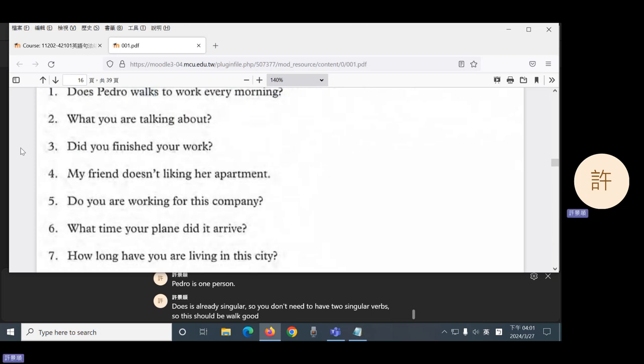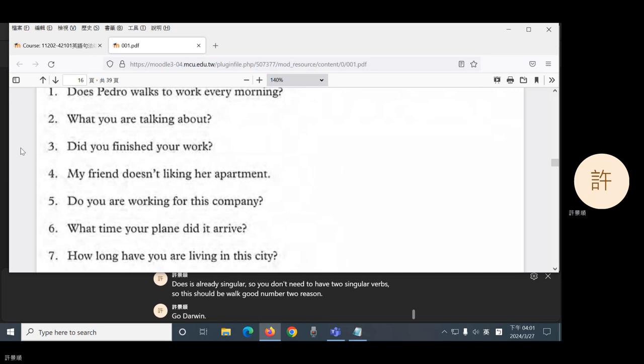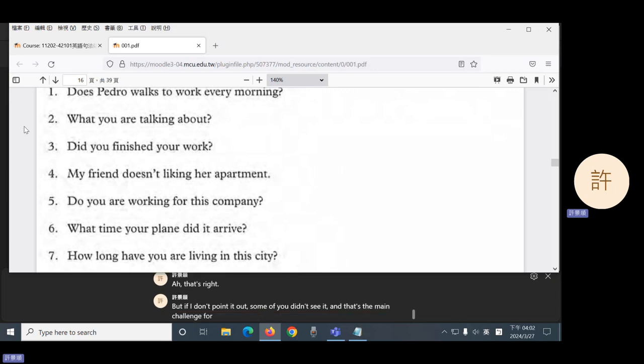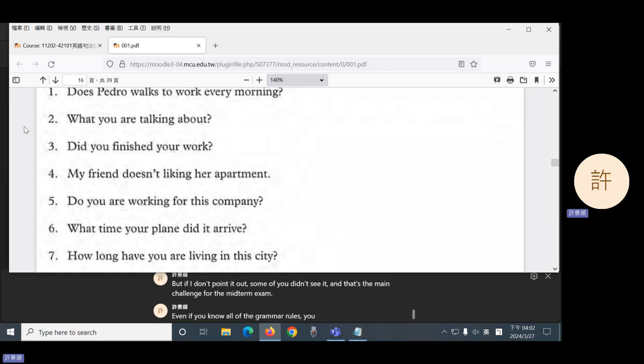Good. Number two, 林宇珍。刘嘉文。林义珍。Yes, number two, did you find a mistake? She's finding it right now. Correct. It should be, what are you talking about? See, when I point this out, all of you go, that's right. But if I don't point it out, some of you didn't see it. And that's the main challenge for the midterm exam. Even if you know all of the grammar rules, you have to be able to see the mistakes.